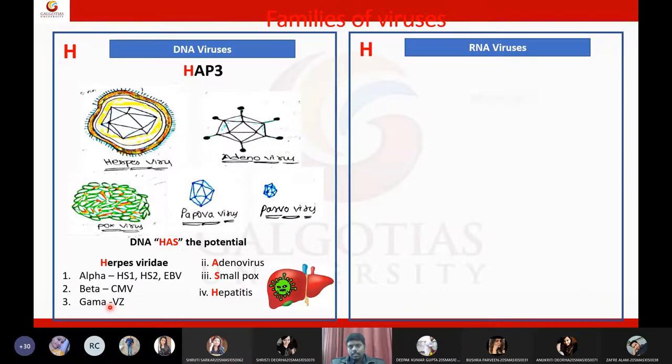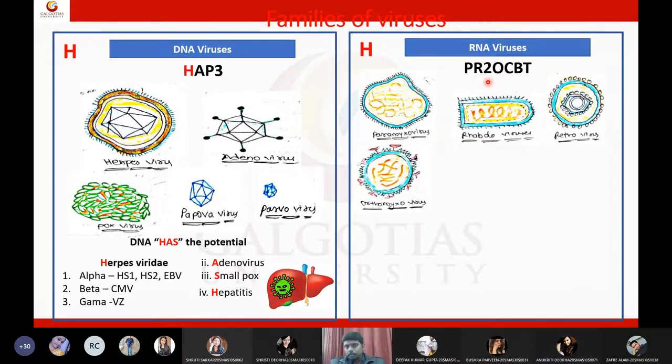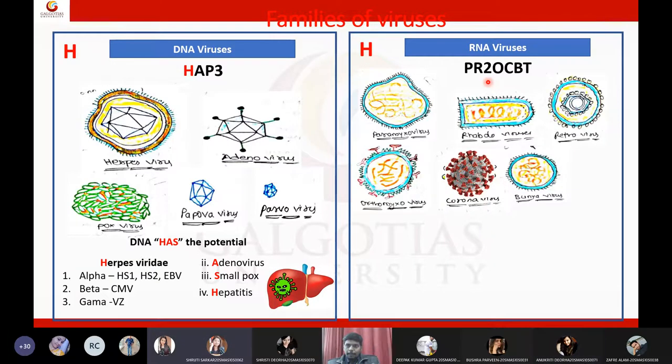Then coming to the RNA viruses. The families of RNA viruses can be memorized by PROPCRT. So it stands for Paramyxoviridae, Rhabdoviridae, Retroviridae, very good, Retroviridae, Orthomyxoviridae, Coronaviridae, and we have one more actually, Picornaviruses, which are the families of RNA viruses.